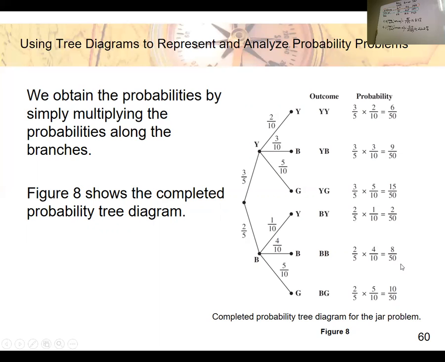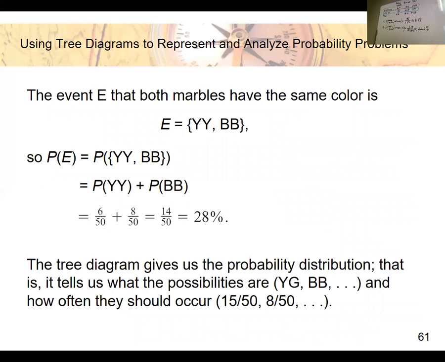So on the next slide, you'll see you're going to have to add those probabilities here. So we add 6 over 50 plus 8 over 50. That would give you 14 over 50, or as a percent, 28%. So the probability of both marbles having the same color would be 28%. Questions on this particular illustration? Okay.